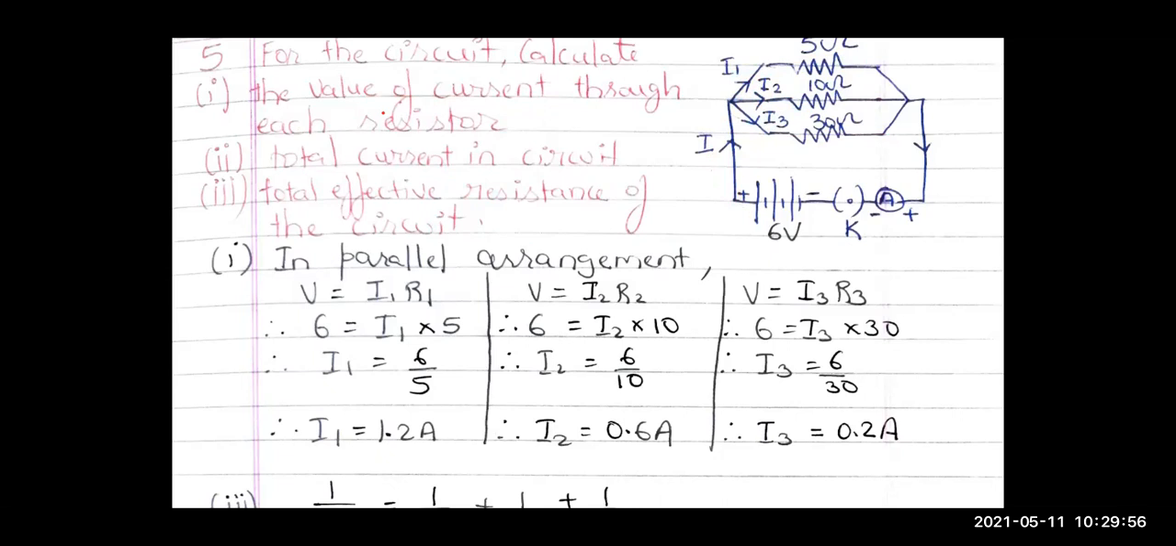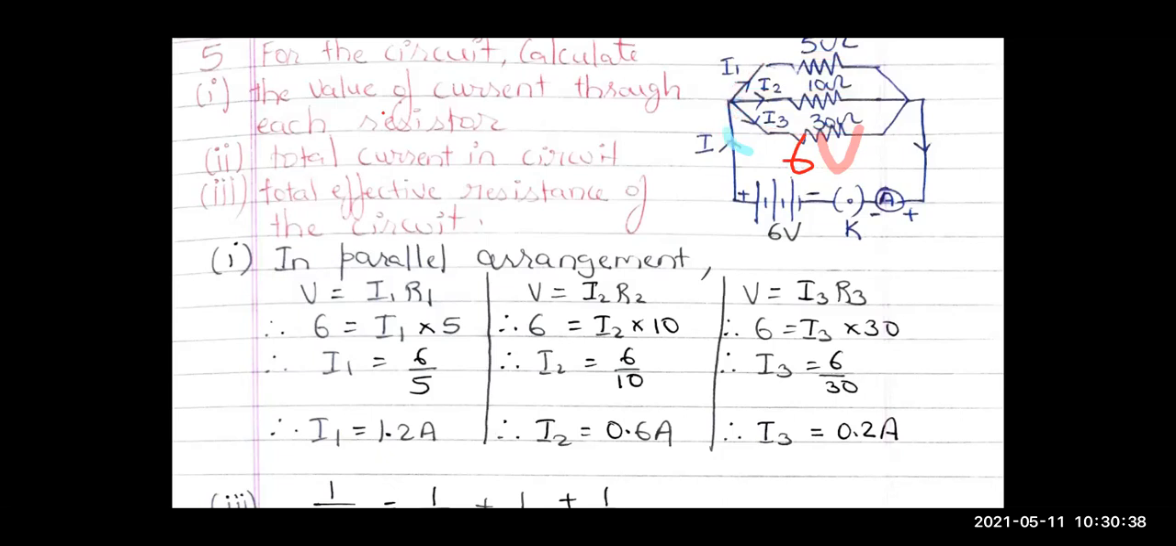So firstly, let's start with the value of current, that is I1, I2, I3. So children, as you can see there are three branches for current to flow. So current is different, I1, I2, I3. But what is same in parallel? Voltage will be same. What will be the voltage through each resistor? The voltage will be same, that is 6 volt. So the voltage through 5 ohm resistor will be 6 volt, the voltage through 10 ohm resistor will be 6 volt, and the voltage through 30 ohm resistance will also be 6 volt. So V value will be 6 for all the three resistors, right?